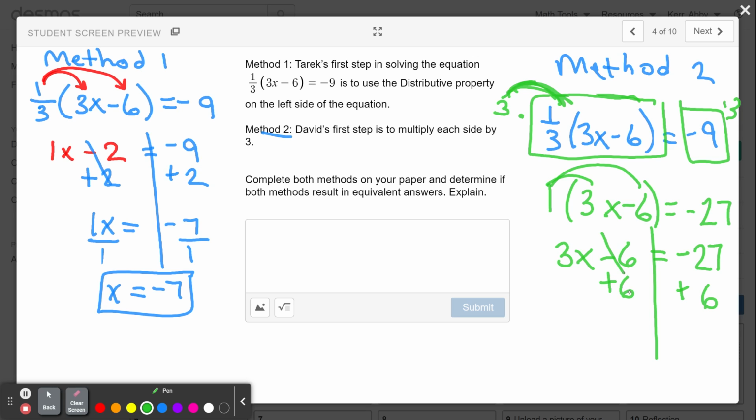So then we're going to add 6 to both sides. Now, negative 27 plus 6 gets you negative 21. If you divide that by 3, you're going to get x equals negative 7. It says, determine if both methods result in equivalent answers. Yes, they do. And then you would explain why they do.